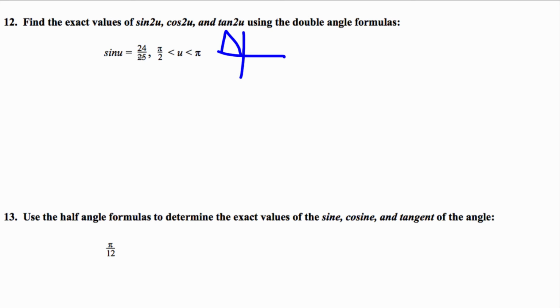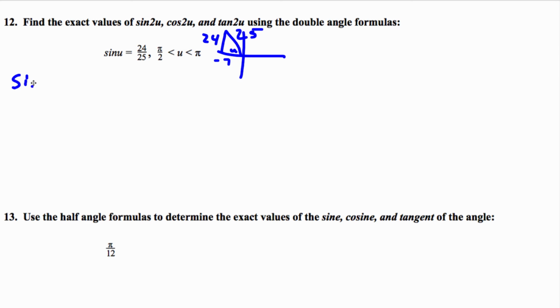Now our sine gives us the opposite side and the hypotenuse. So we can label this opposite side as 24, and our hypotenuse is 25. Now we're going to use the Pythagorean Theorem in order to find our missing side. It ends up being 7, but since it's coming left, it's actually negative 7. So this is our picture that we're going to use as we're running through these formulas.